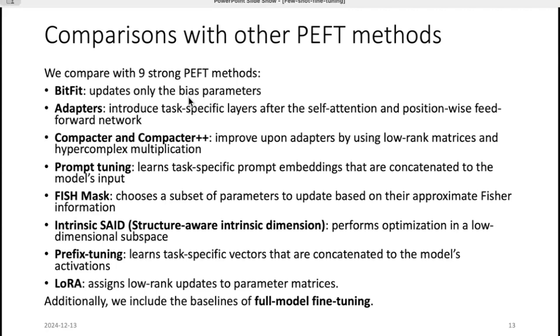Some will just choose the biases in the linear layers. Some will add additional layers, adapters. And some will learn different embeddings of the prompt, so different tasks may have different prompt embeddings that will be concatenated into the model's input. We also talked about LoRA last time, which focuses on low rank updates to the parameter matrices. Of course, they also compare it with full model fine-tuning with all those examples.